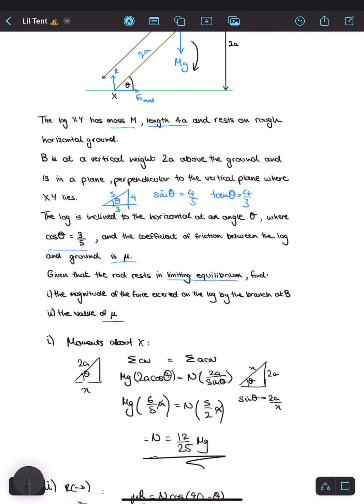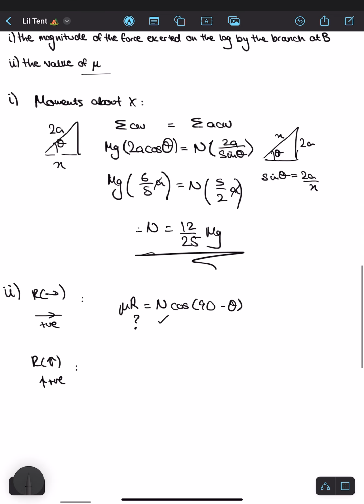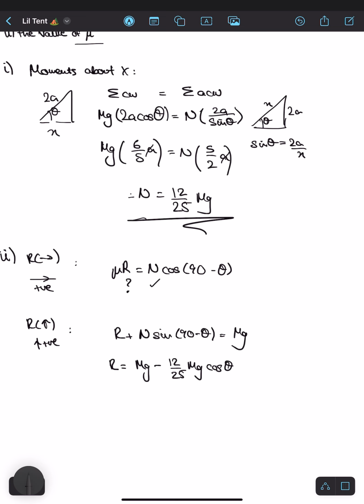So looking at my diagram, the upwards forces, I've got R plus the upwards component of N is equal to mg. So this would just be R plus N sine of 90 minus theta is equal to mg. So R is equal to mg minus N, which is 12 over 25 mg, times sine 90 minus theta, which is just cos theta. And if I substitute in for cos theta and put that through my calculator, I get 89 over 125 mg. So now I have my R value.